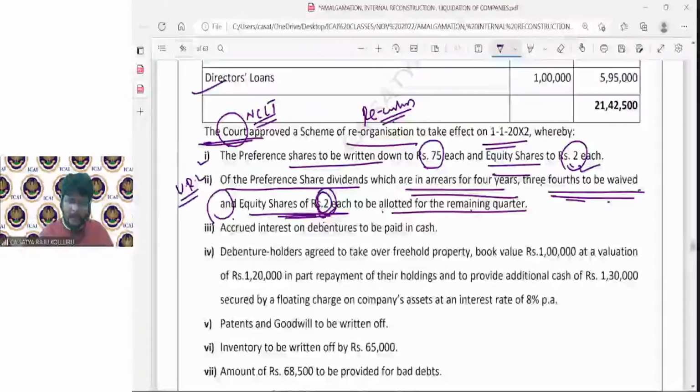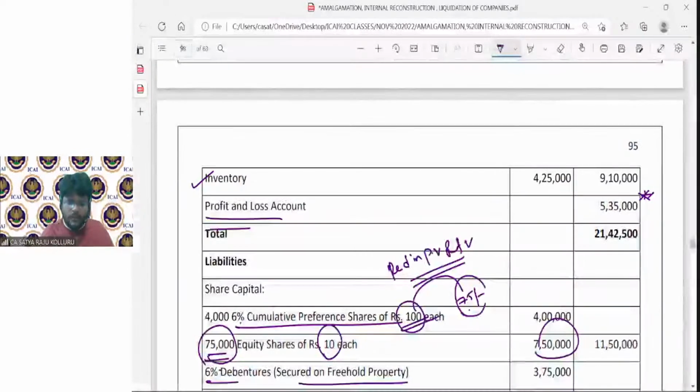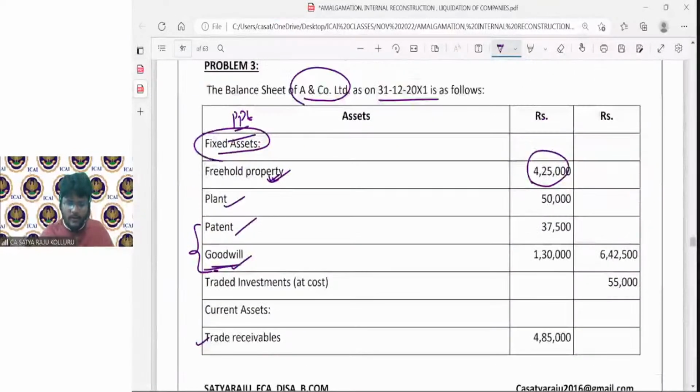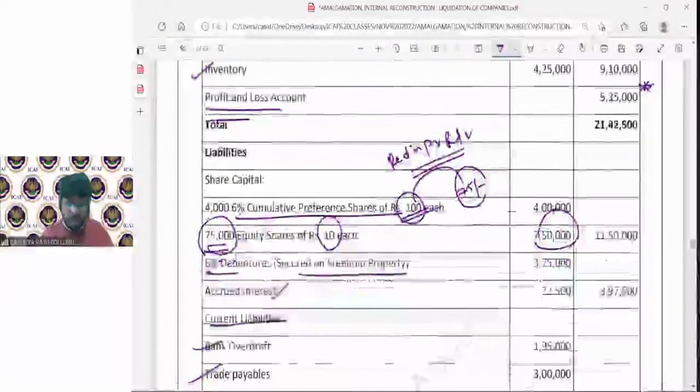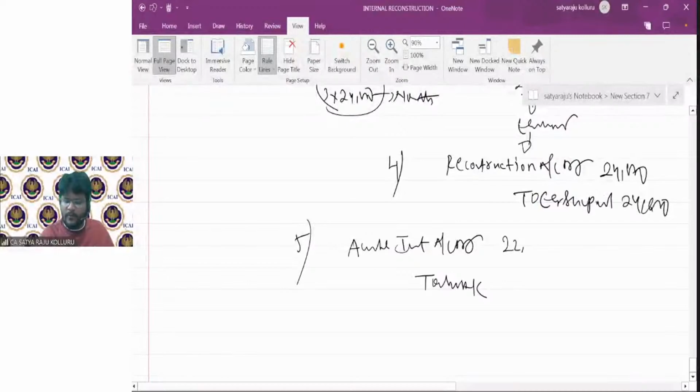Next, accrued interest on debentures to be paid in cash. What is the entry if you paid the accrued interest on debentures? Accrued interest account debtor to cash account. Come up, accrued interest is how much given here? 22,500. Just to make the payment for 22,500.